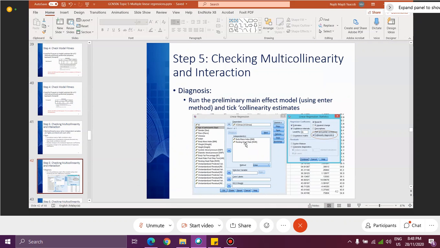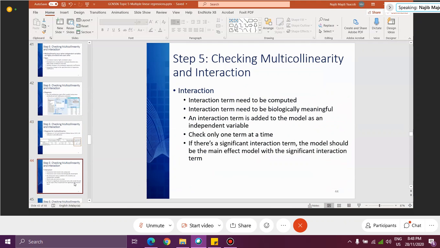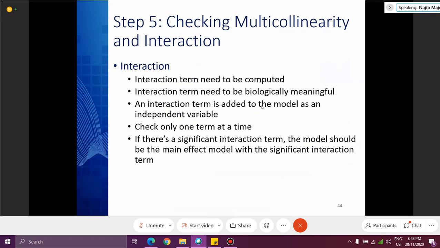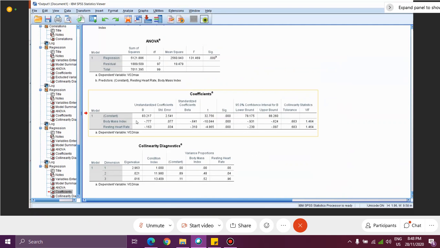Okay, so the next step is to check for interaction. Okay, so the interaction term in linear regression needs to be computed. So you need to calculate the interaction term. Okay, normally using the multiplicative method, we multiply the two variables. The interaction term needs to be biologically meaningful, right? So if you have only two variables, then it is okay to check the interaction because you have only one interaction term. But let's say you have 10 independent variables.